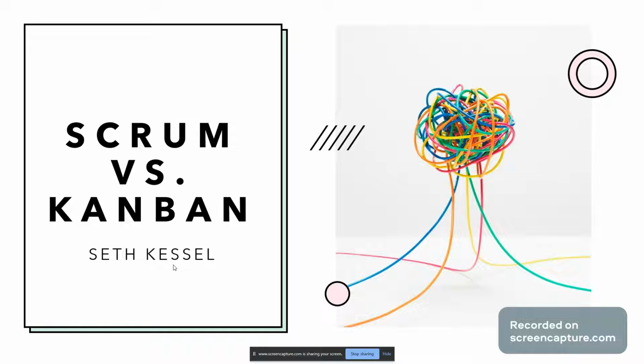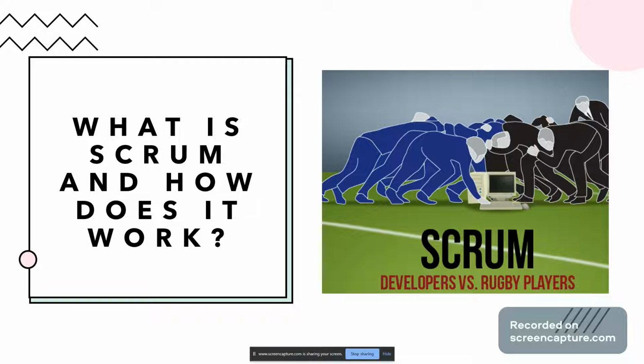And today we will talk about the differences, different kinds of implementations, maybe some real world examples, and just give you a brief overview of everything that goes on in Scrum and Kanban. So let's get started. So, what is Scrum?